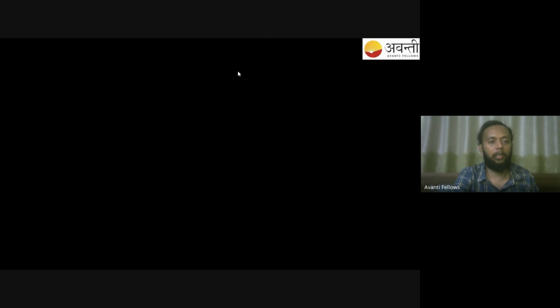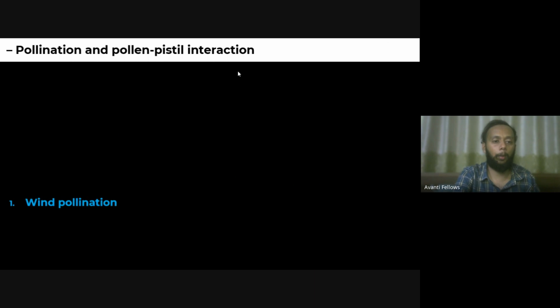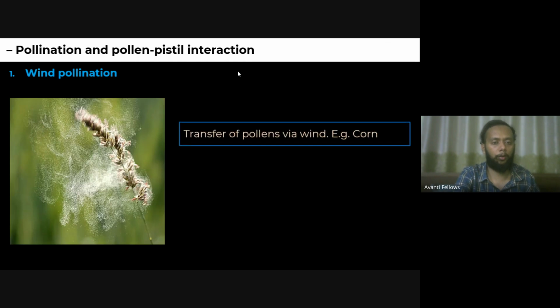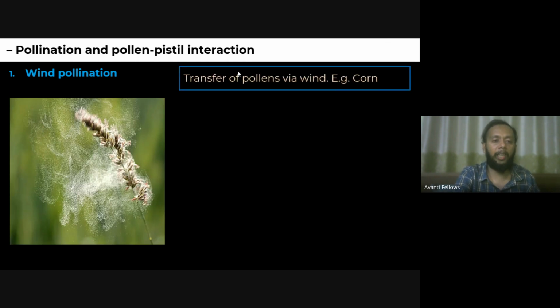Right, now let's talk about wind pollination. When you talk about wind pollination, let me show you a picture first of all. So that is how the flower and its stamen are going to look. One of the best examples is going to be corn. In corn you will find wind pollination is very common. That's something you'll get to see.